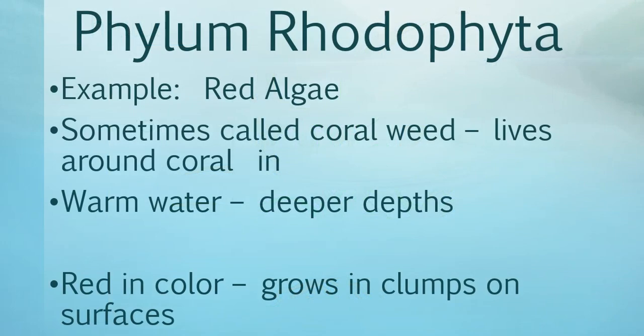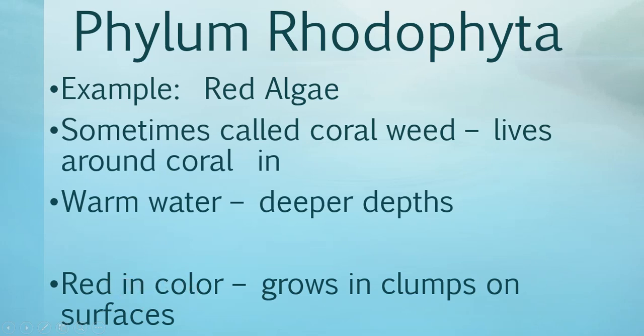Okay. Our next group is phylum Rhodophyta, and rhodo means red. So these are the red algae, sometimes called coral weeds, because they live around coral. So where the kelp is in cold, deeper water, the red algae is found in warmer water. Okay, and it says here deeper depths, but warmer water is where we find coral reefs, which we'll learn about soon. It does look red in color.